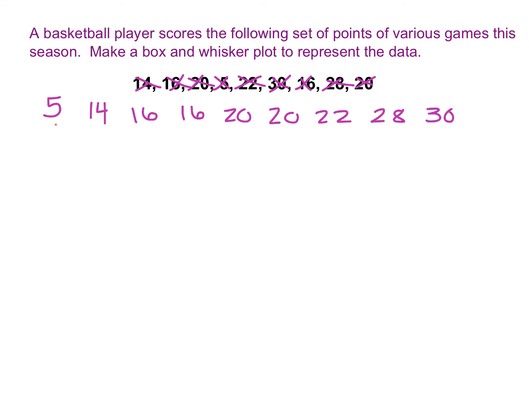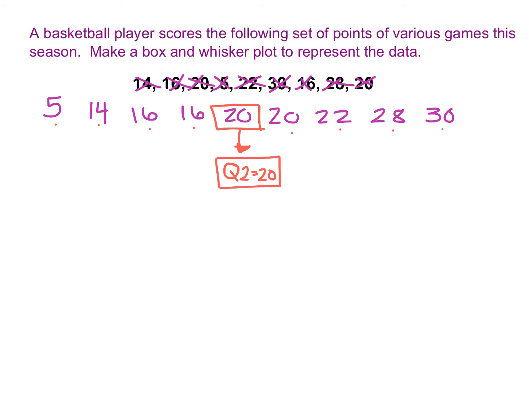So to start, I'm going to find my median. So I'm going to find that Q2 value. I'm just going to find it by imagining I'm crossing off from the outside in. And here is my median value. So we have a Q2 value, or a median, equal to 20.